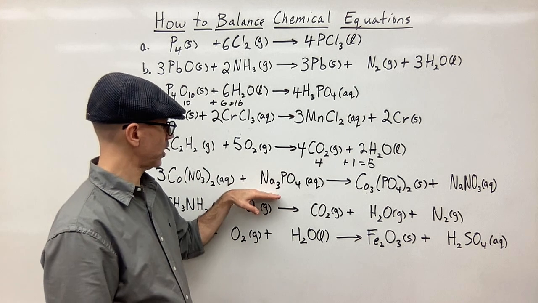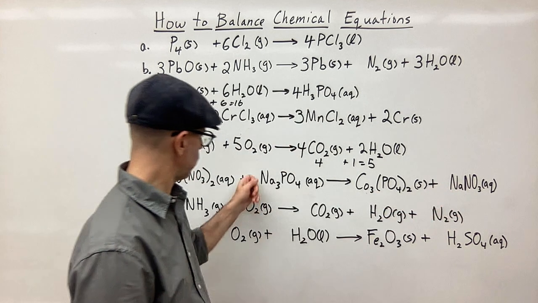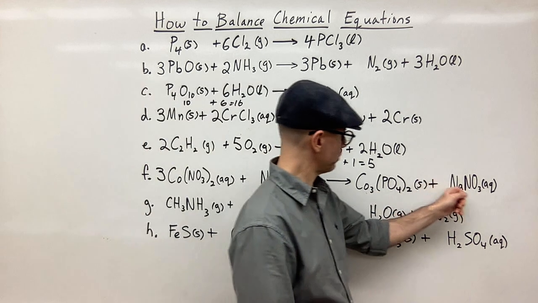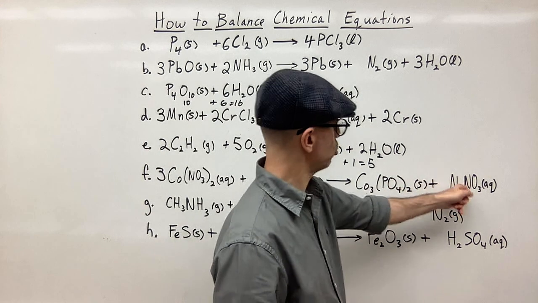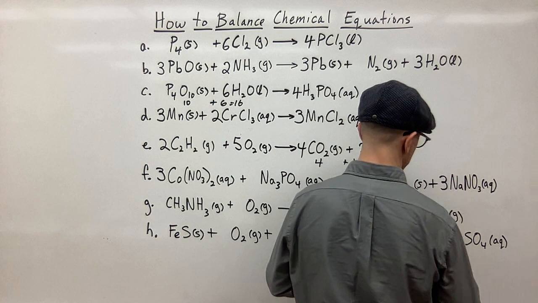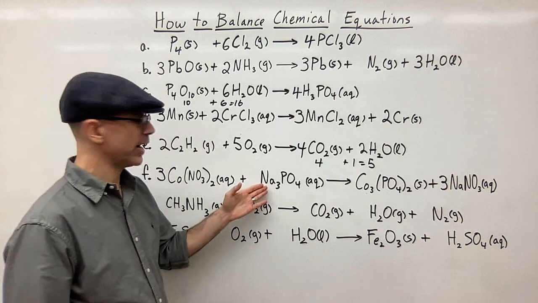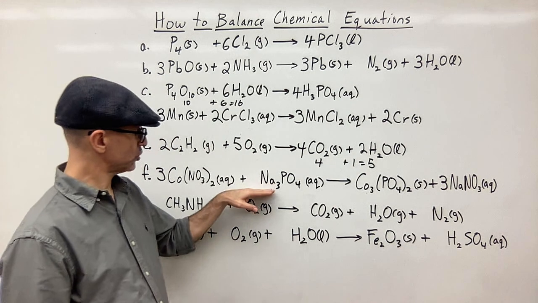Next, I have the sodium. So sodium, I have 3 sodiums here. I only have 1 sodium here, right? 1 times 3 is 3. 1 times 1 is 1. What times 1 will give me 3? 3 times 1 will give me 3. So there's the 3. And so now my sodium atoms are balanced. So 3 on this side.